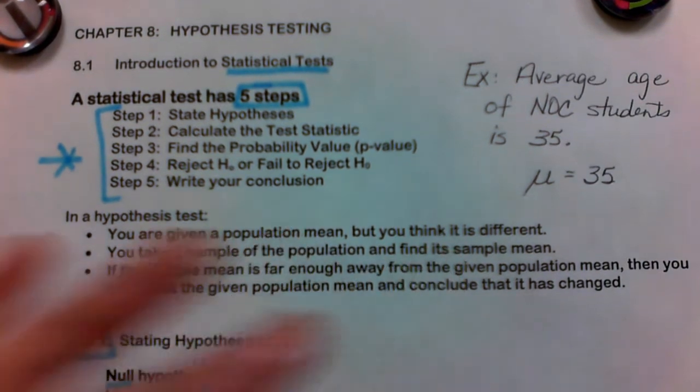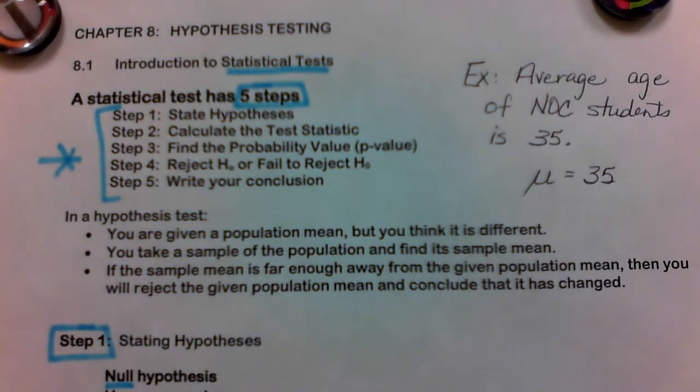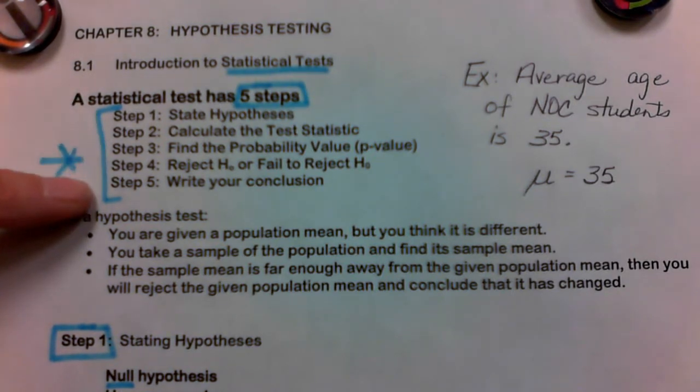Now, the book does the 5 steps as well, but it does not necessarily call it step 1, step 2, step 3, step 4, step 5. But to me, it's just more organized, and so that's the way that I do it. Now, for every statistical test, we will do these 5 steps.